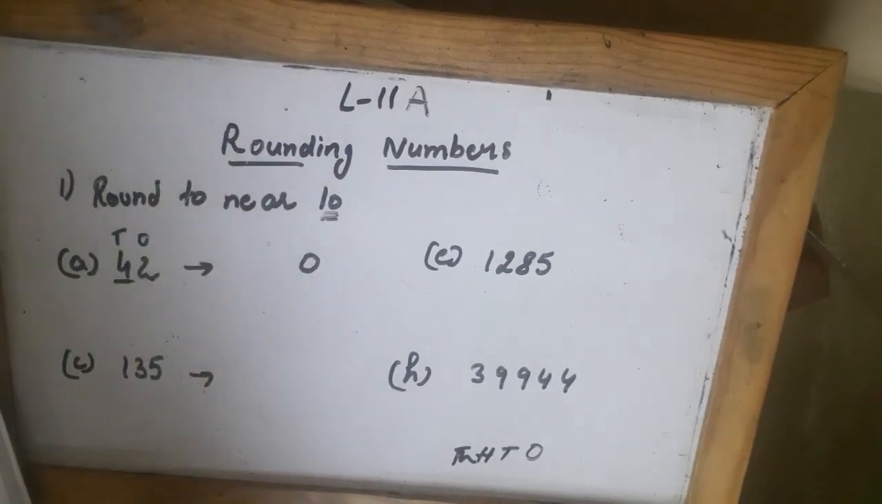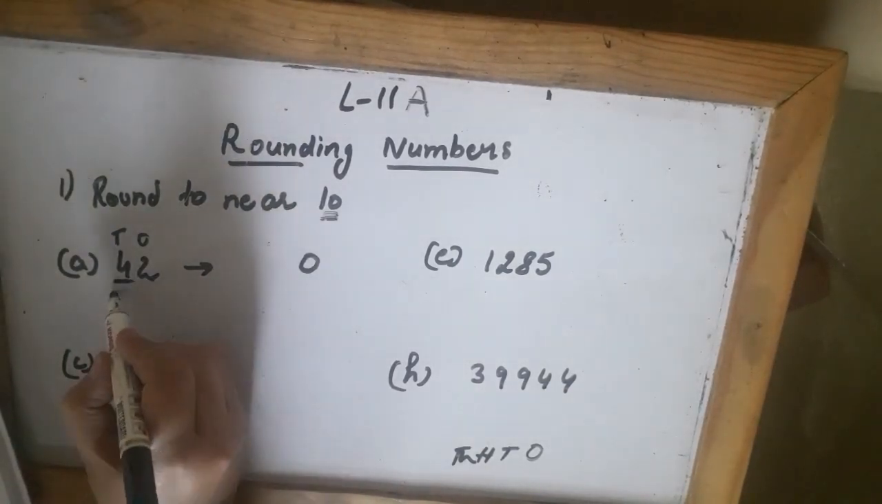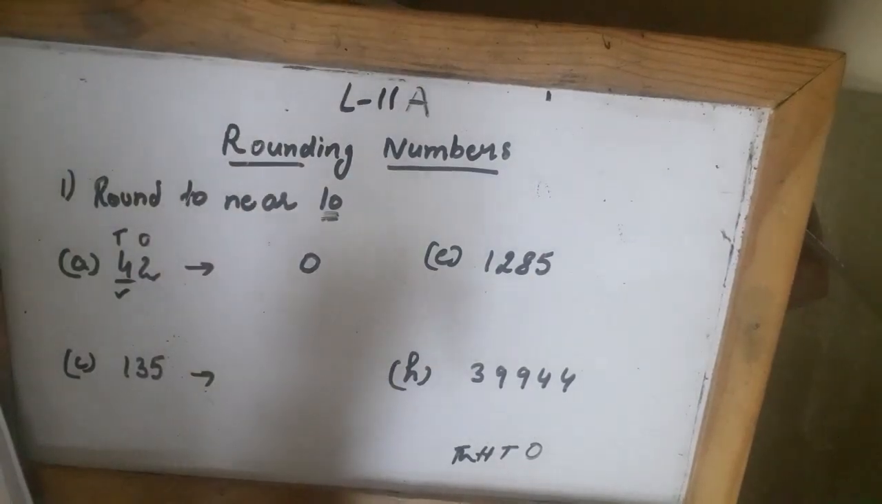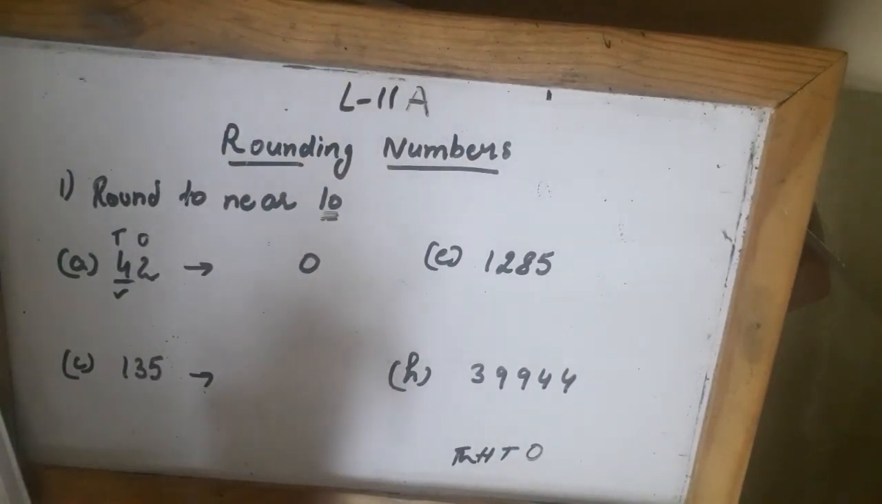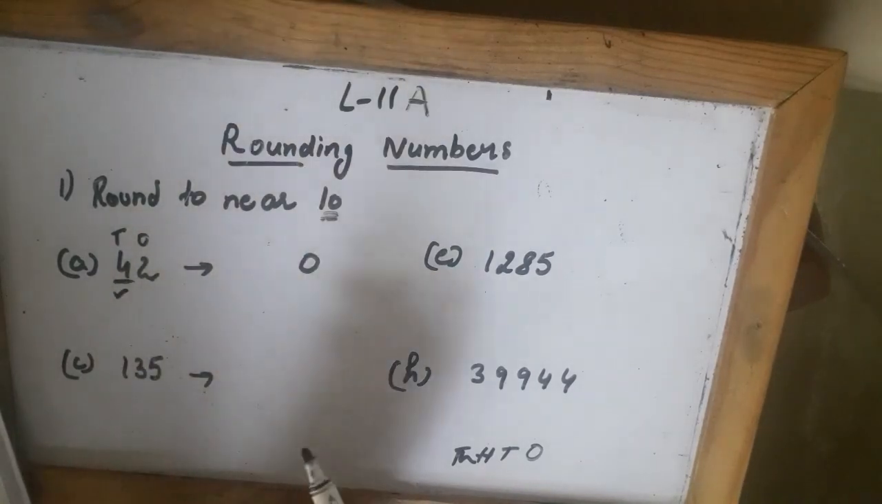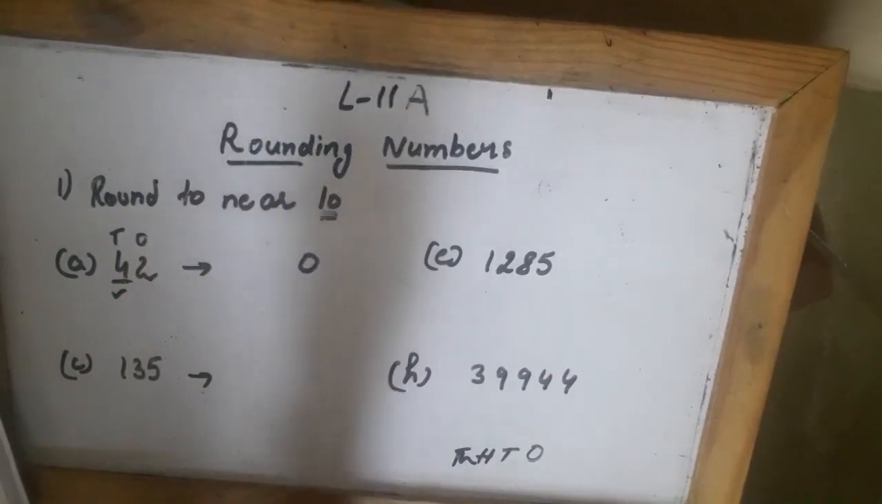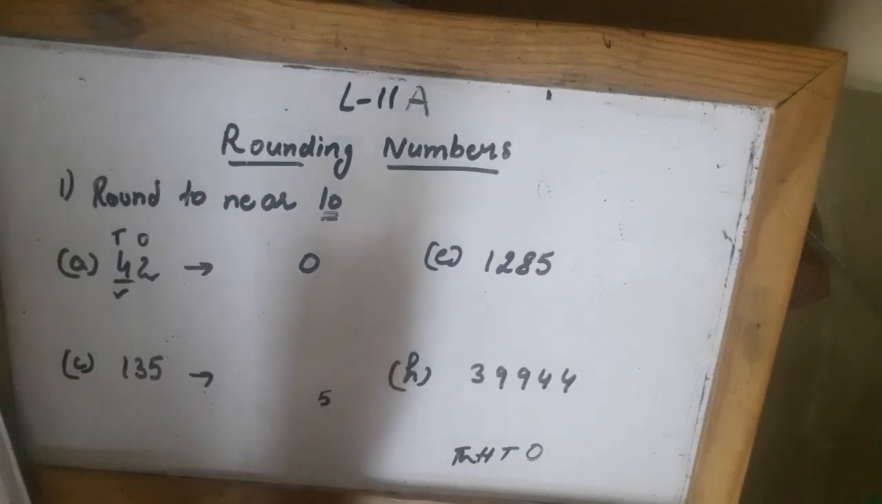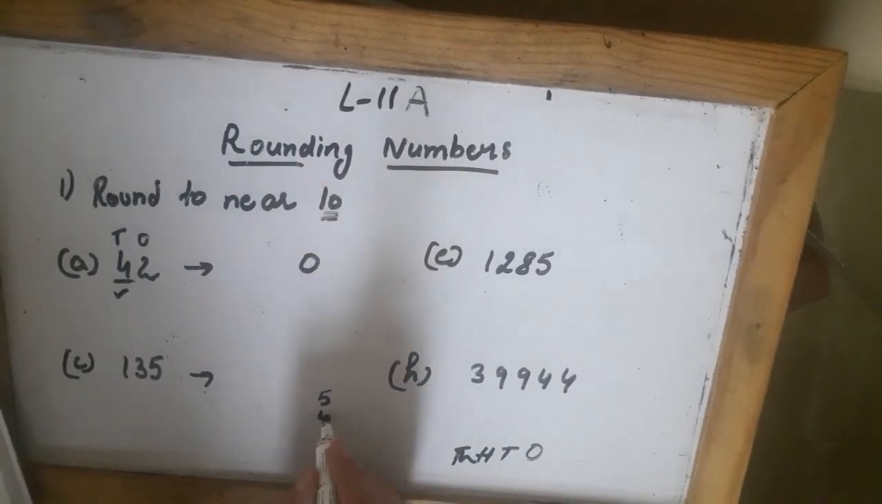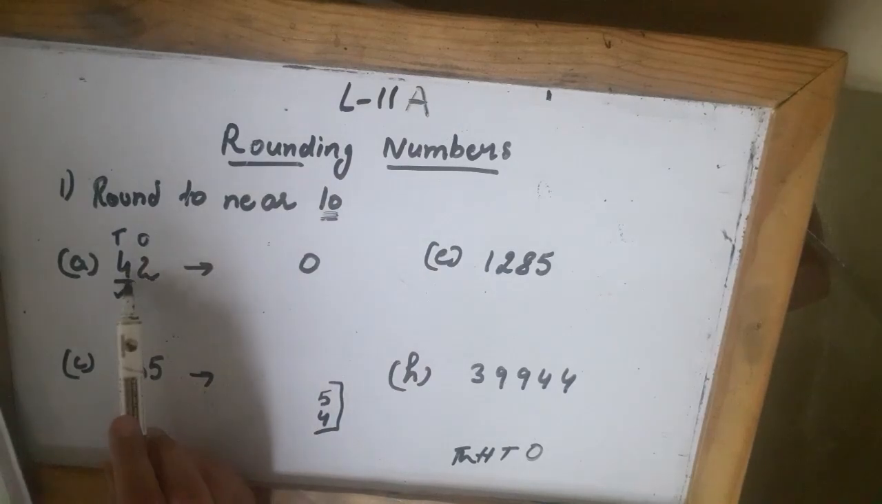So there are two possibilities. Either the digit at the tens place will turn to the next digit, like here it is 4, either 4 I will change into the next digit, meaning it will become 5, or it will remain 4. So either this will change to the next digit or this will remain the same. Now what does it depend upon? It depends upon the digit next to it. So we will look at the digit next to 4.